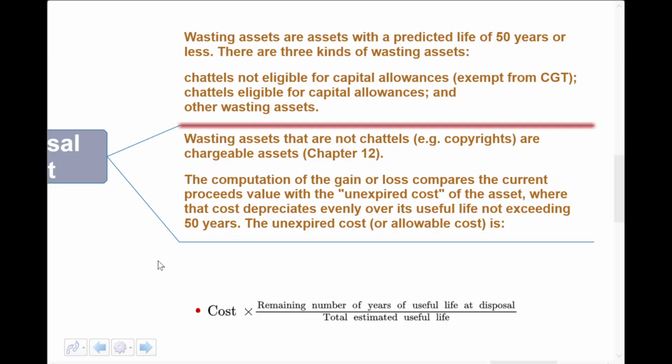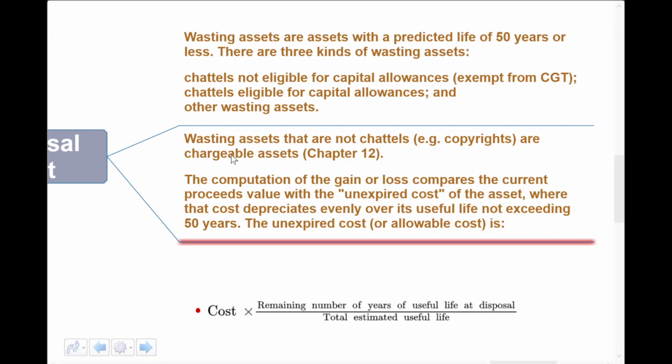Okay? Now, in terms of detail here, wasting assets that are not chattels. So, for example, copyrights. Remember, a chattel is tangible, movable property. You can't touch a copyright, can you? So, wasting assets that are not chattels are chargeable assets. Yeah? The computation of the gain or loss compares the current proceeds value with the unexpired cost of the asset, where that cost depreciates evenly over its useful life, not exceeding 50 years. So, what do I mean by that? Well, I mean that, okay, someone owns a copyright, okay?